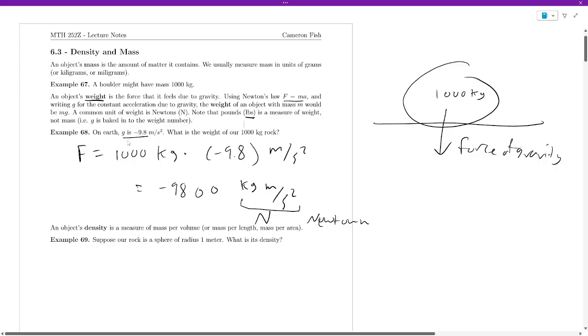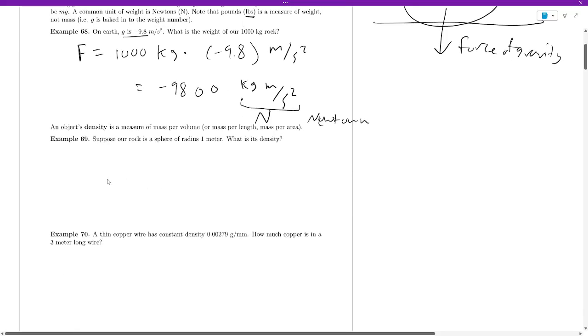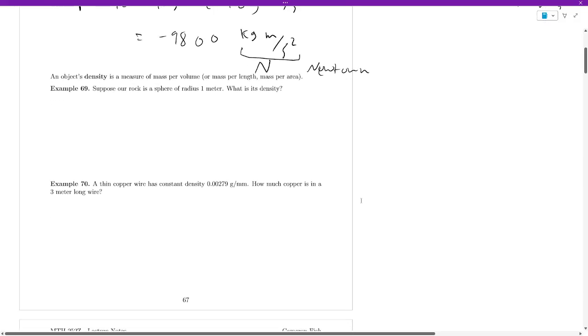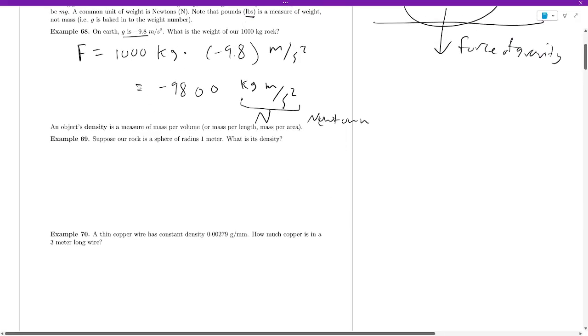Okay, so that's weight. There's also density. Density is just a word that means how much mass you have per volume, or per length, or per area. So if my boulder is 1,000 kilograms and it's a really small boulder, like a foot wide, that's really dense. But if it was 20 feet wide, that'd be really light. And because it's a rock, you probably have an idea of how big it should be, and that's to do with the density.